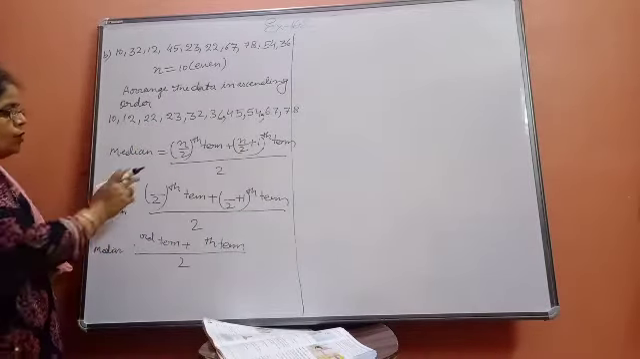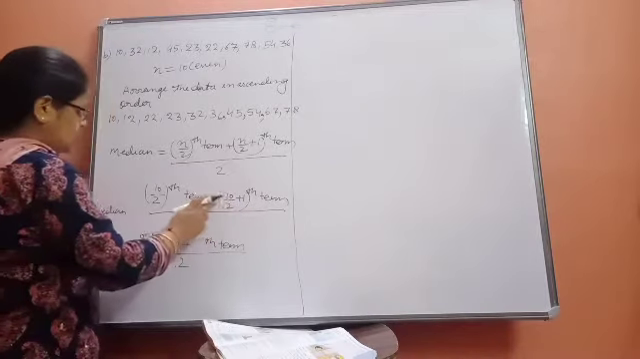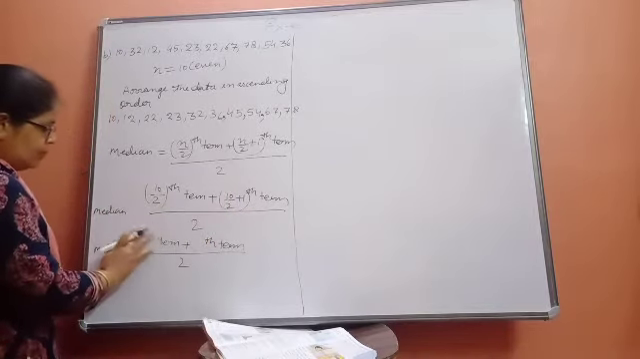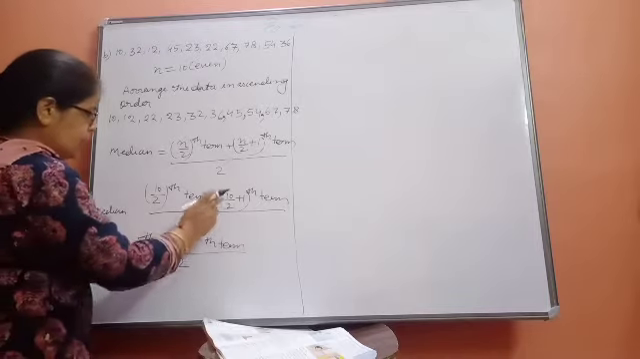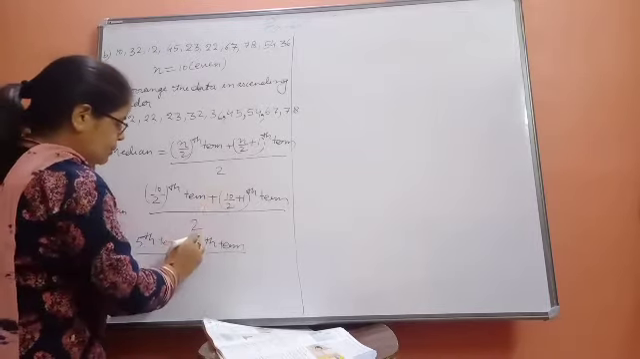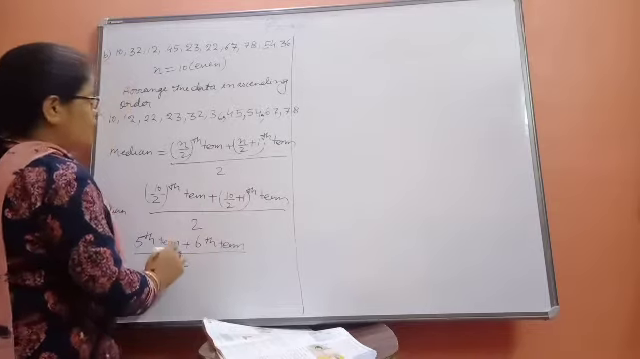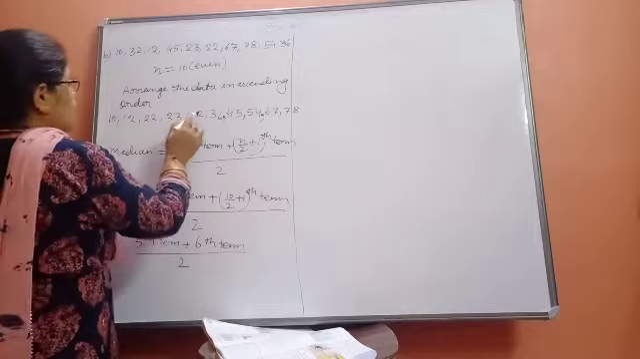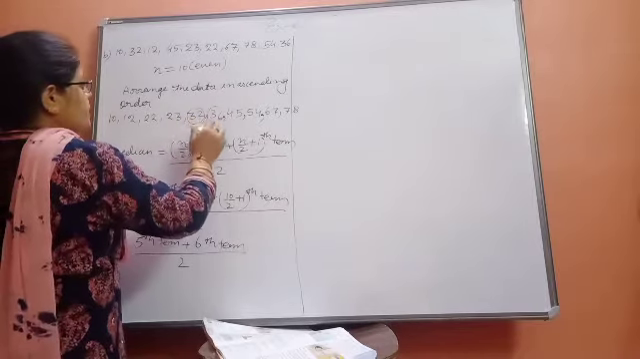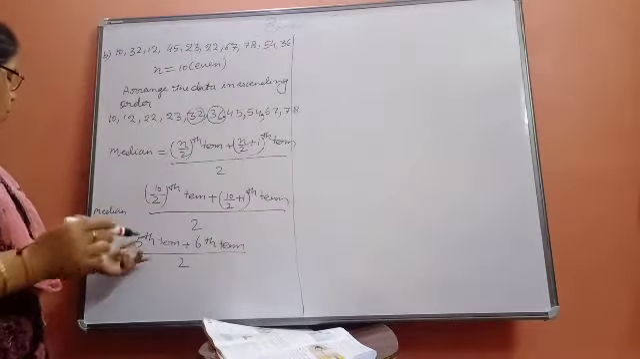So what will be n upon 2? The value of n is 10. Now the 10 upon 2th term plus the 10 upon 2 plus 1th term. When 10 upon 2 is divided, which term will come? Fifth term. 10 upon 2 means 5, and 5 plus 1 means the 6th term, divided by 2. Now see the fifth: 1, 2, 3, 4, 5. The fifth term is 32 and the 6th term is 36. So write them from the arranged data.